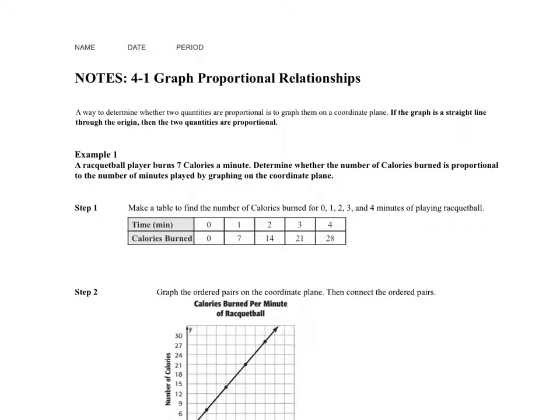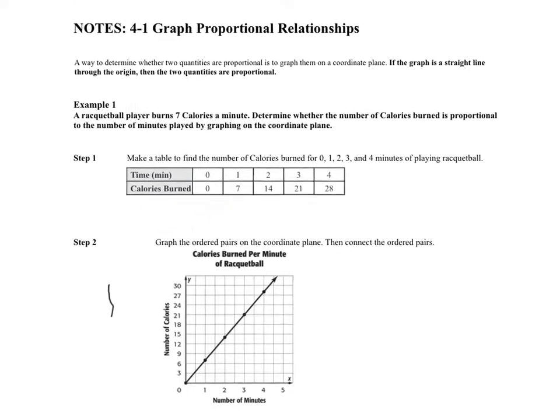Okay, so it says notes 4.1, graph proportional relationships. The first thing, yours is going to look a little different than mine. It changes the fonts when I pull it up in Google Drive and it doesn't allow those fonts. So a way to determine whether two quantities are proportional is to graph them on a coordinate plane. If the graph is a straight line through the origin, then the two quantities are proportional, okay? So if it's a straight line through the origin.